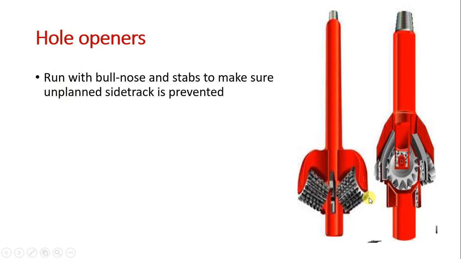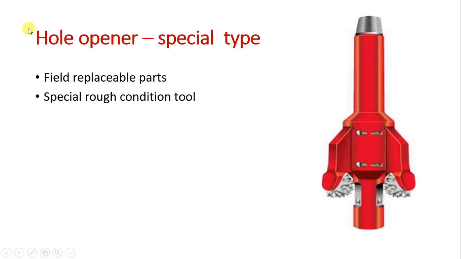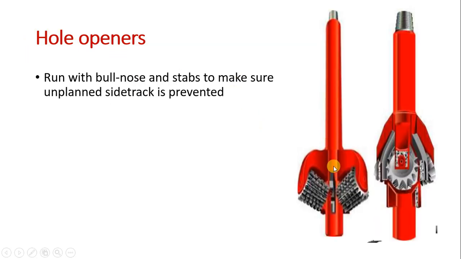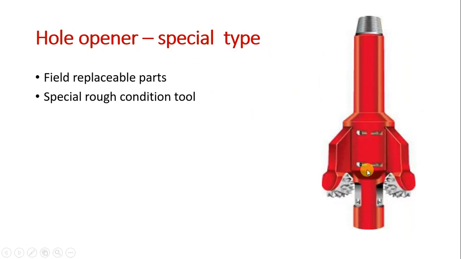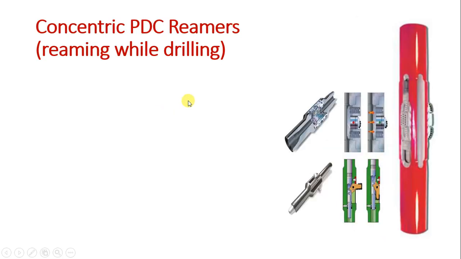Here is something called a hole opener. It is run with a bull nose and stabs to make sure an unplanned side track is prevented. Another type is a spiral type. This type is not spiral, and this type is a spiral type. It has field replaceable parts and is a special rough condition tool.